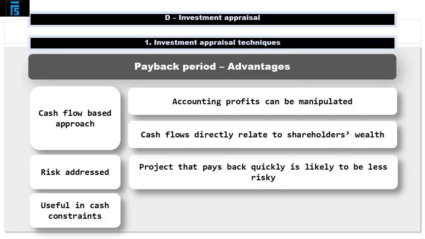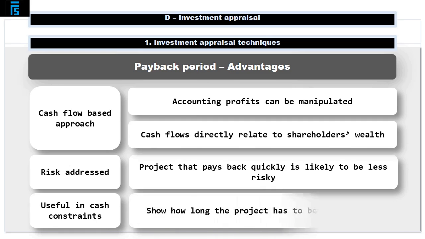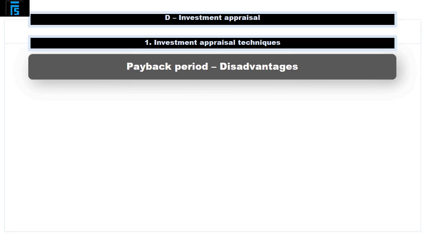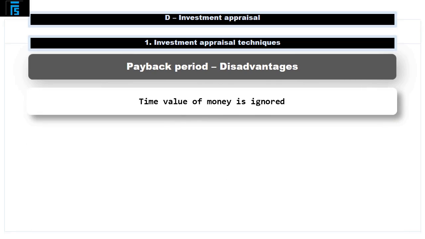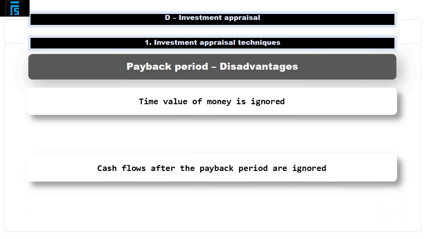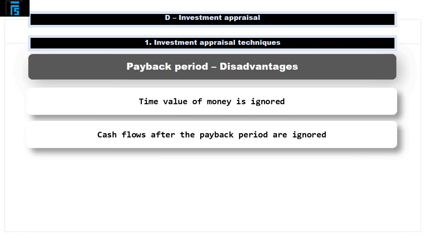Payback period is also useful if the company is facing cash flow difficulties, as it shows how long the project has to be financed for. However, payback period also has several disadvantages. It takes no account of the time value of money. More on this later. And it ignores all cash flows after the payback period has been reached.